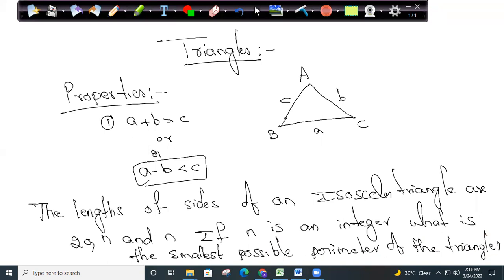You type your answer in the chat box. I'll give you one or two minutes. If you can do it, very good. If not, I'll tell you the answer. The lengths of the sides of an isosceles triangle are 20, n, and n. If n is an integer, what is the smallest possible perimeter of the triangle? Listen to the question carefully. You'll get similar questions in exams.